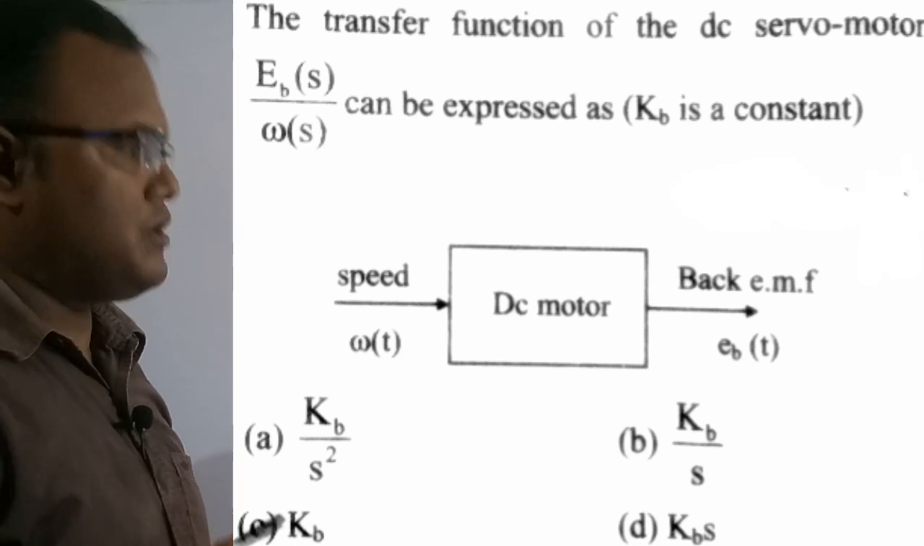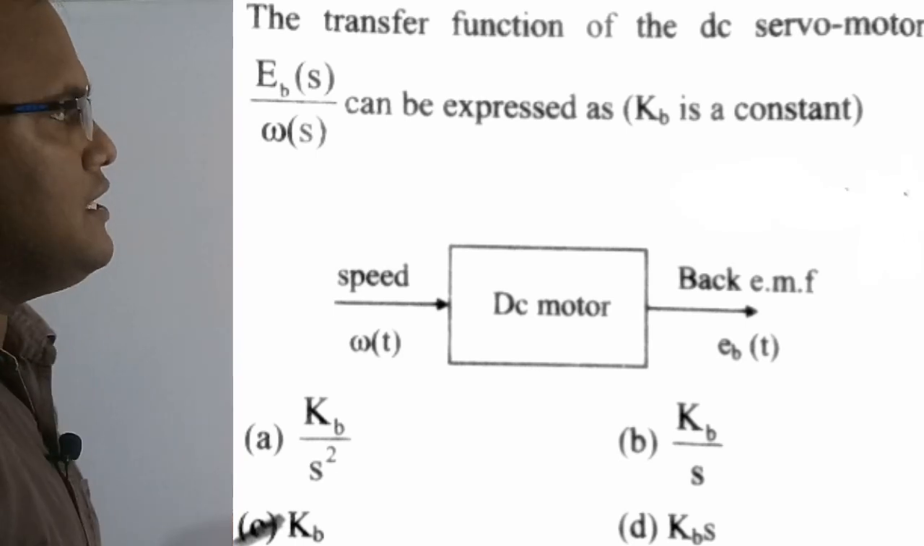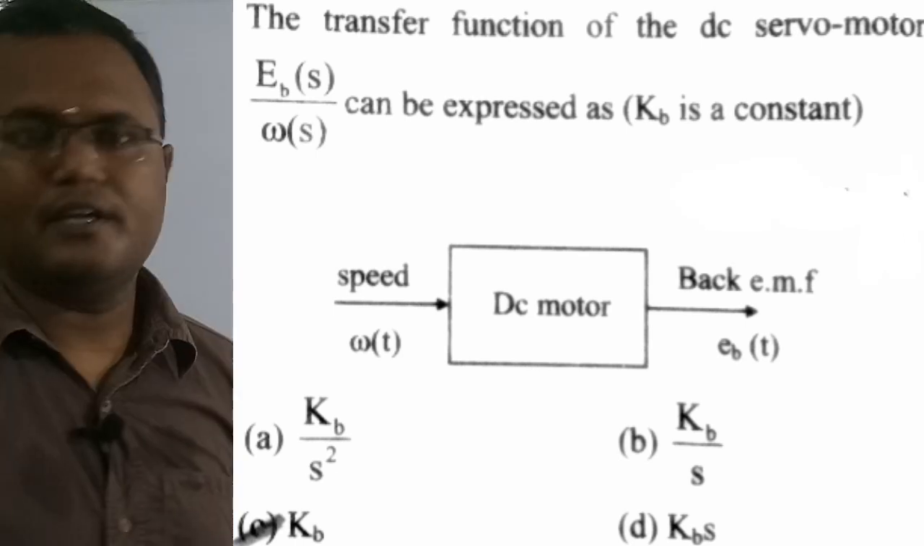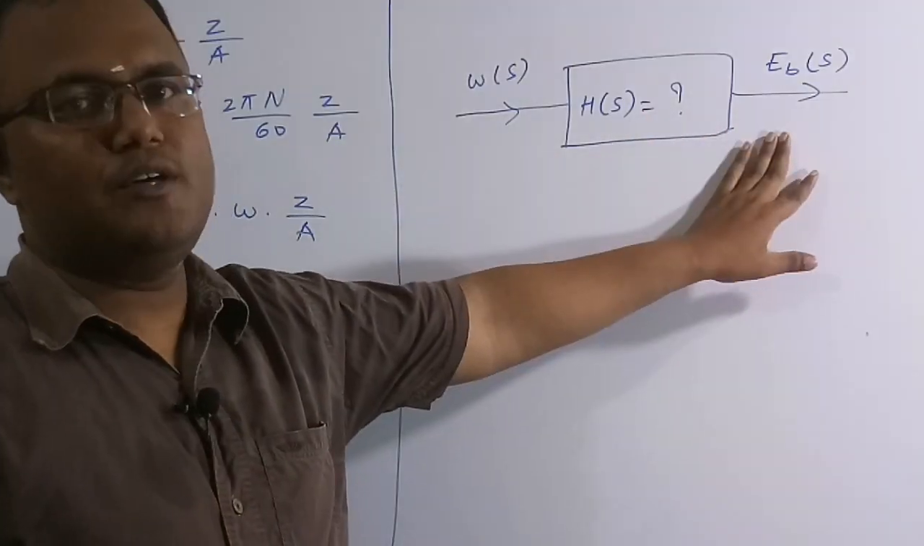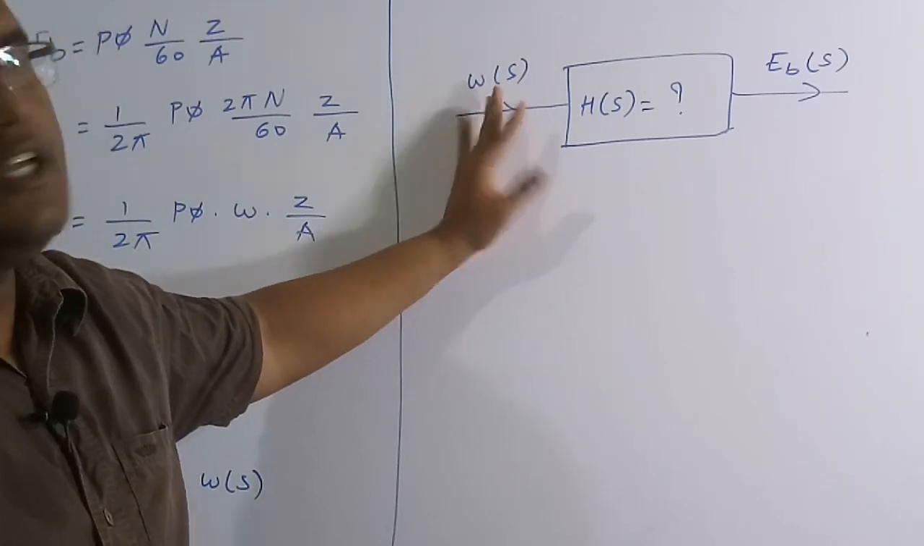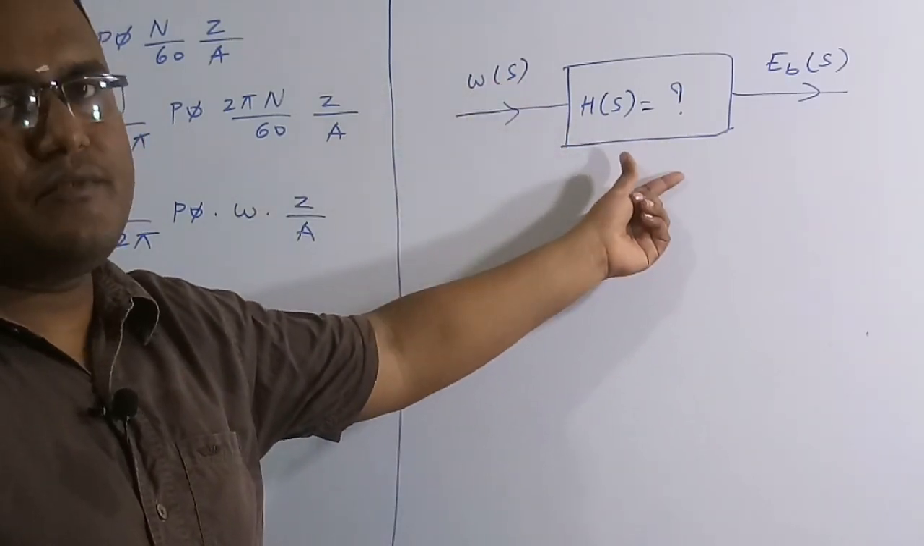So based on this we have to find what is the ratio. So here, what are the four options? Option C, KB, is the correct solution of this question. So let's solve this numerical. So basically this is a DC servo motor. For this DC servo motor, the output is EB of s and the input is omega of s. So now we need to figure out what this transfer function is.